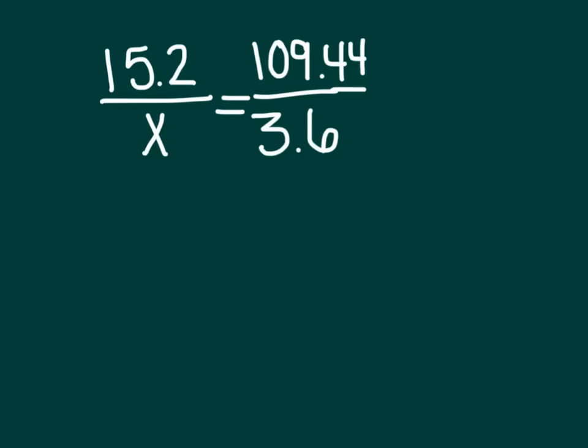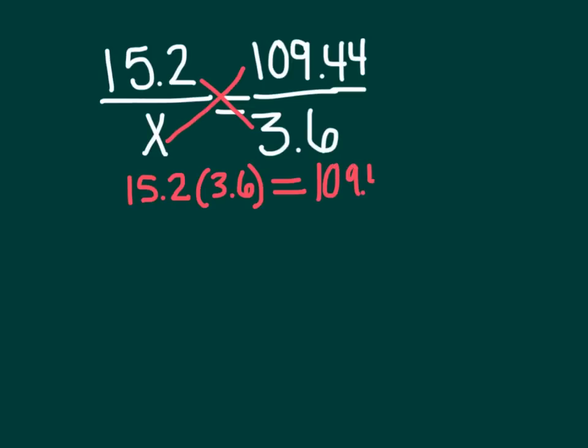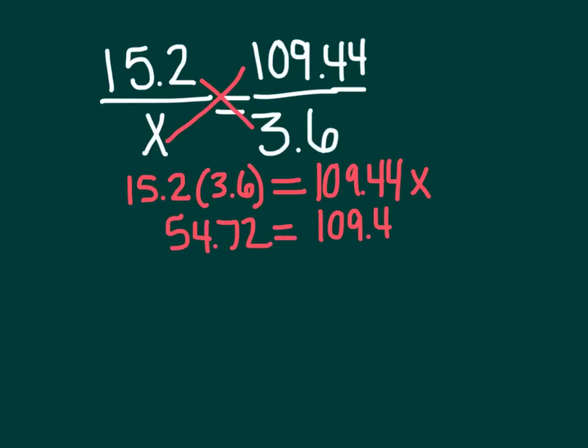Again, when I multiply the diagonals, they equal each other. So I have 15.2 times 3.6 equals, and notice I'm not figuring that out yet, I'm just writing my initial equation, so don't pick up your calculator, equals 109.44 times x. Now I can solve this equation by multiplying the left-hand side. 15.2 times 3.6 is 54.72, and the right-hand side is going to stay the same for now.